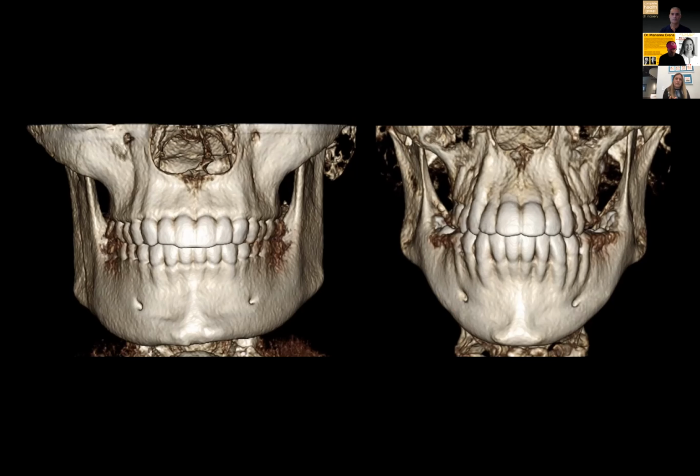So the patient on the left has bone supporting the teeth. The teeth are axially positioned in the bone. This patient has canine guidance. This is what you want to see. This is my goal. This is the goal of optimal orthodontic treatment.